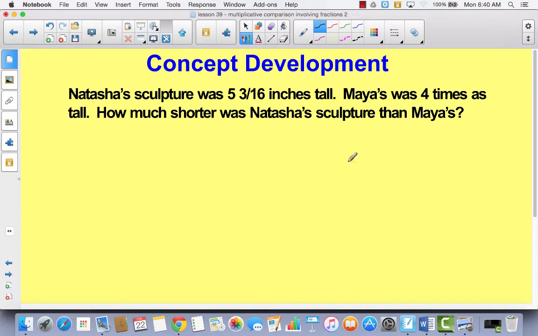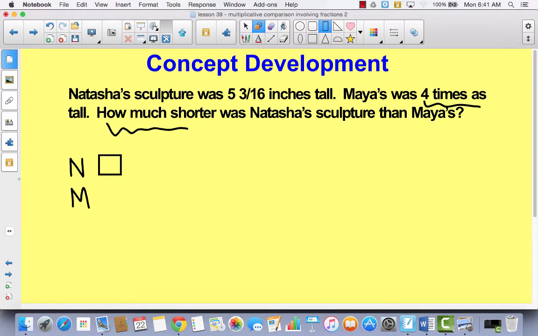What can we draw? Well, again, I'm hearing comparison words, like how much shorter, or Maya's was 4 times as tall. These are comparison words, so that tells me that I'm not going to just draw one tape diagram. I'm going to draw two so that I can compare the two. So I'm going to put N for Natasha and M for Maya. So I have one tape diagram to represent Natasha's sculpture. So how tall was hers? When I look back in the problem, I see that it was 5 and 3/16.